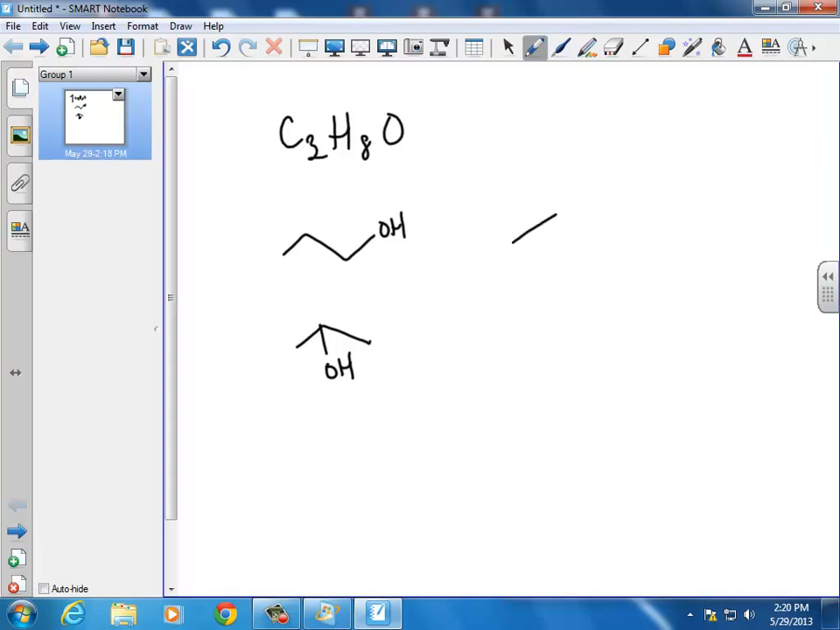The other type of structure you can have when you have an oxygen present is an ether. So this is one possible ether structure. Okay, and now we've come up with 3 different constitutional isomers that fit this formula. You can go ahead and pause the video if you need to, because I'm about to clear the screen, and we're going to look at a different structure.